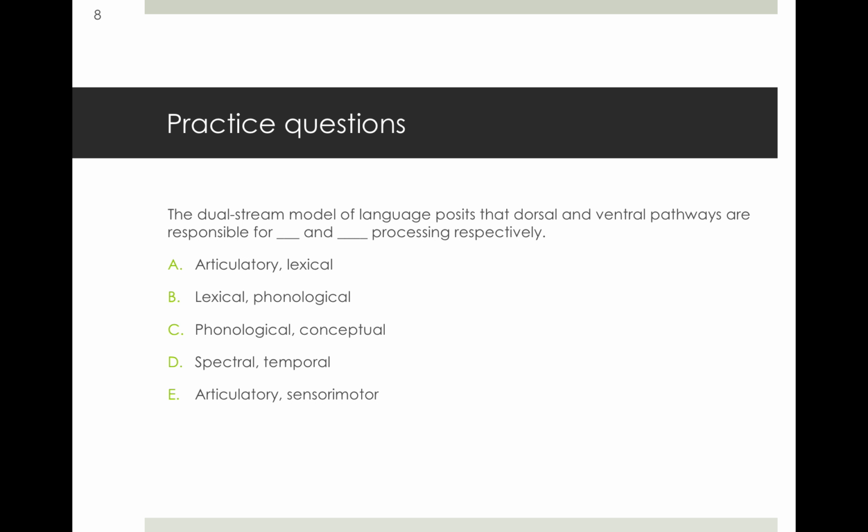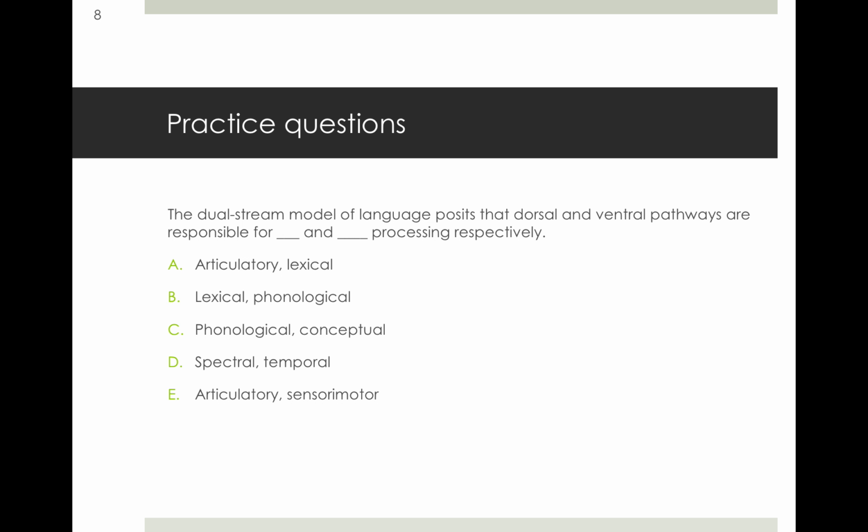I think about it as the dorsal system goes towards the motor cortex, which is important for articulation, because you use the motor parts of the brain to articulate. Whereas the ventral areas go towards the anterior temporal lobe, and that's very important for finding words, which is the lexical semantic processing.